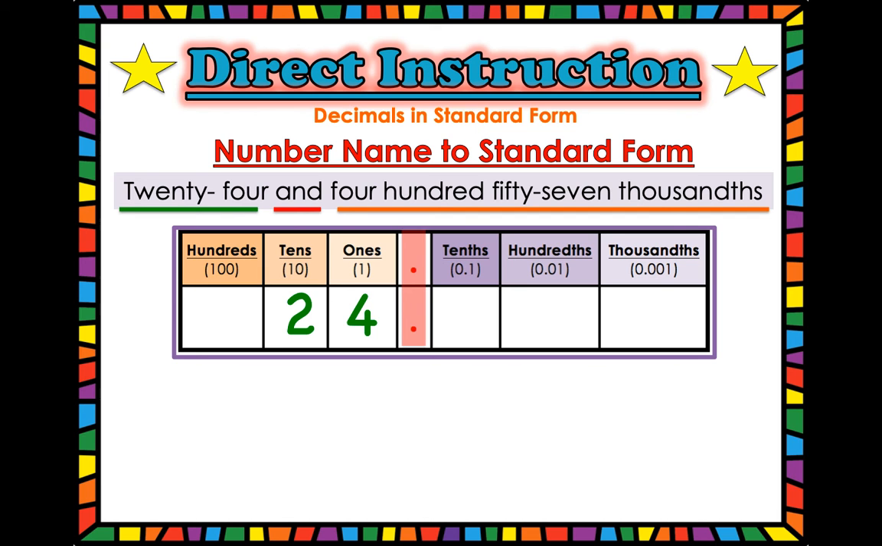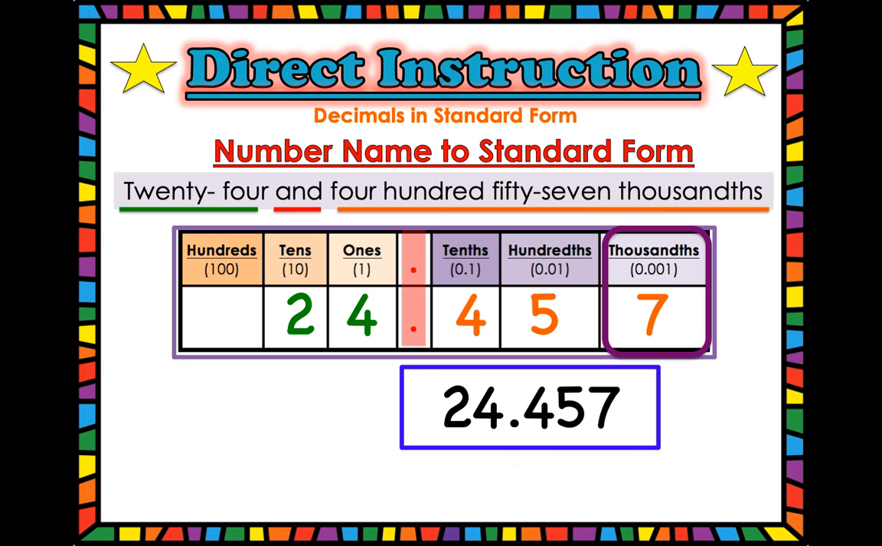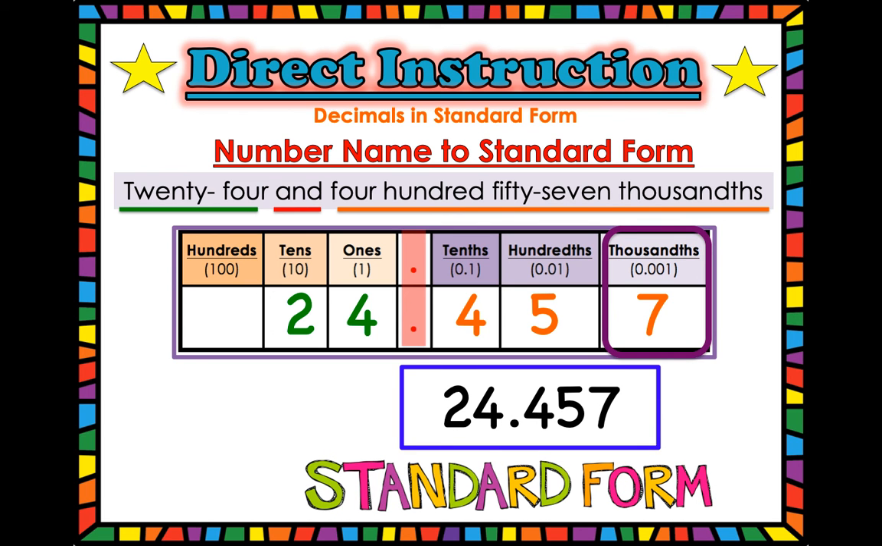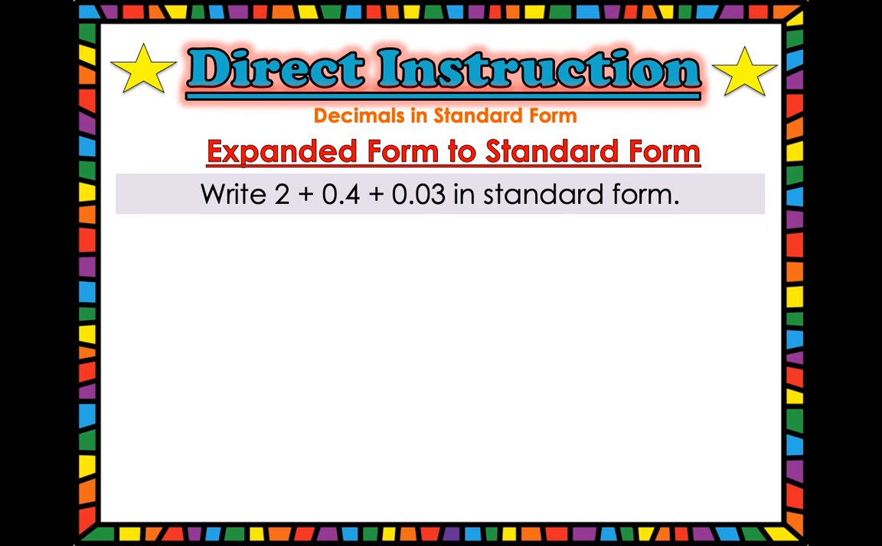Try not to get confused, okay, because it says 100. It does say 100, but that doesn't mean we're starting here. We're starting here, okay? Easy peasy. And we write that in standard form, that is 24.457.